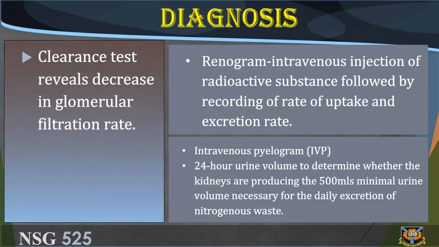Renogram: intravenous injection of radioactive substance followed by recording of rate of uptake and excretion rate. Intravenous pyelogram. 24-hour urine volume to determine whether the kidneys are producing the 500 ml minimal urine volume necessary for the daily excretion of nitrogenous waste.